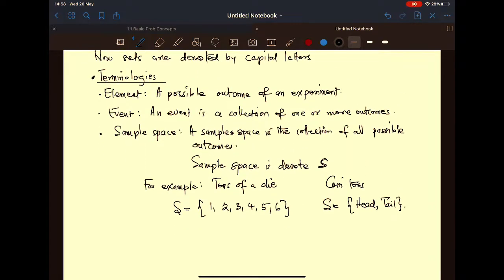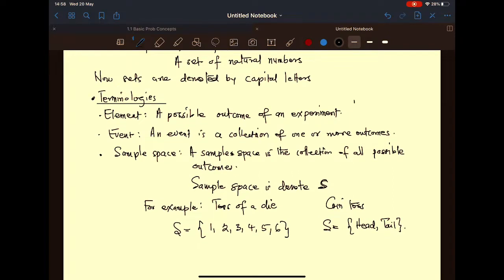Okay, a quick thing to note, we need a notation for elements. So let's say let A be an element of the set B.